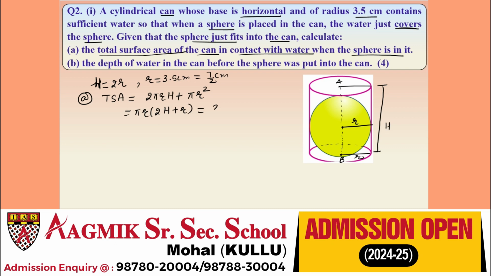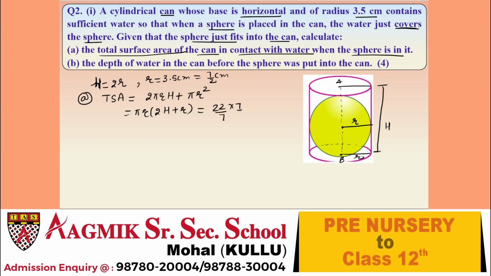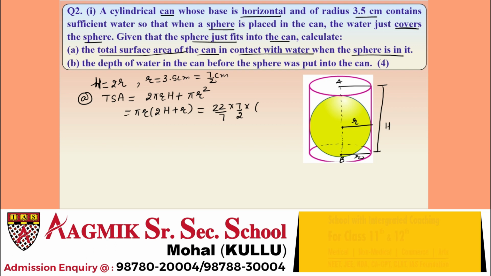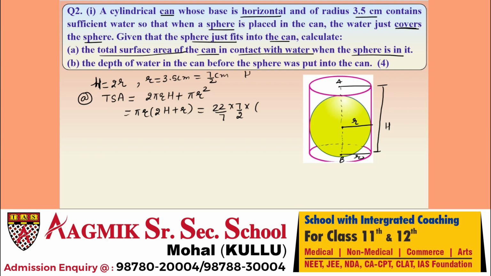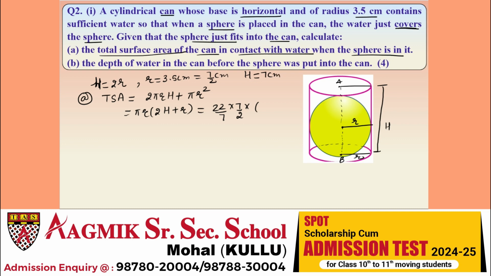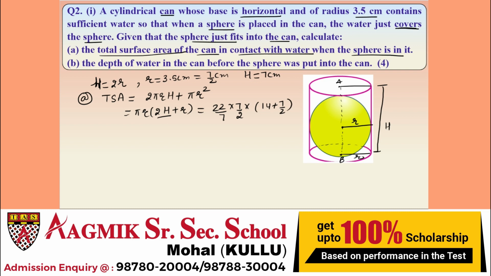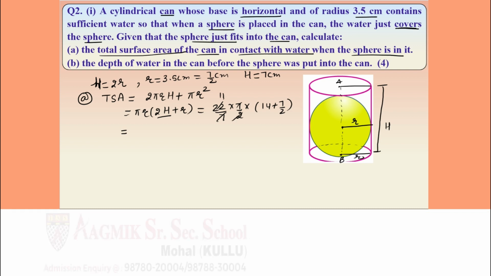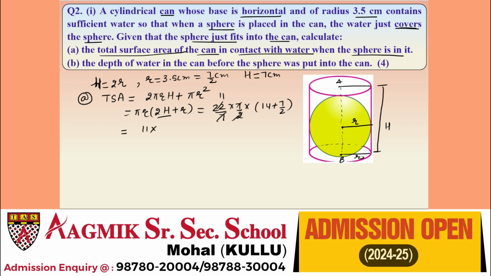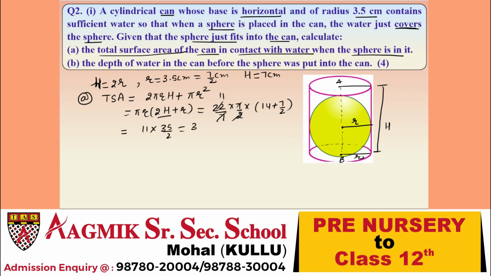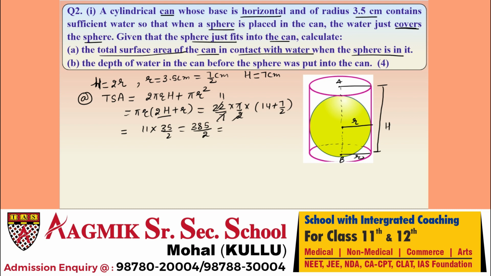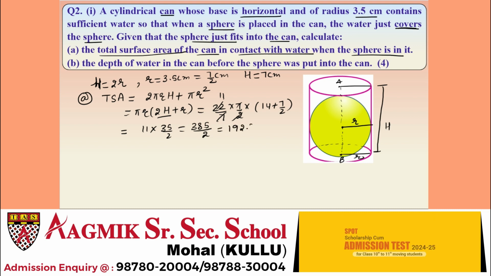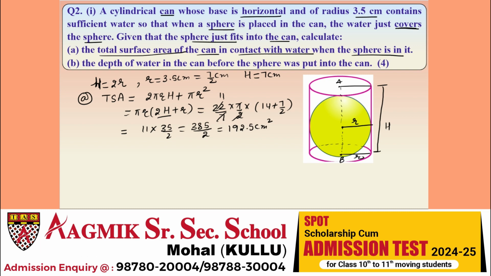Plug in the values. Pi is 22 by 7, r is 7 by 2, and 2 times h, what does that come to? Now look here. Capital H is 2 times r, that is 7 centimeters. So 2h will be double of 7, that is 14, and r is 7 by 2. 7 is cancelled, and this is cancelled to 11. So it is equal to 11 times 14, 2 twos are 28 plus 7, that means 35 by 2. So this is equal to 385 divided by 2, which is equal to 192.5, and the units will be centimeter square.